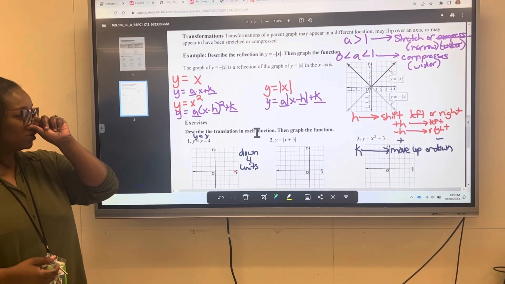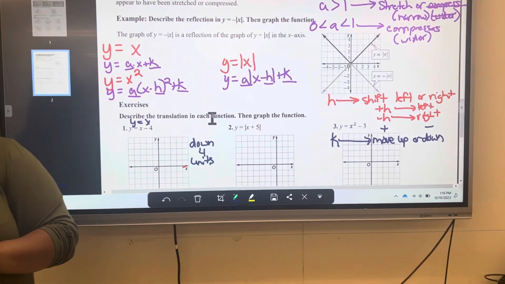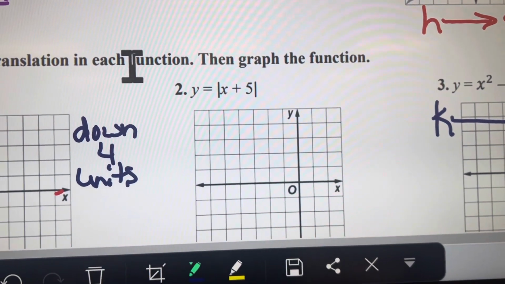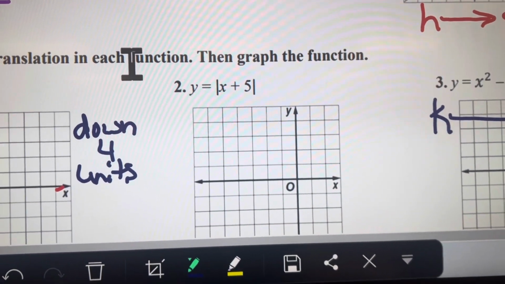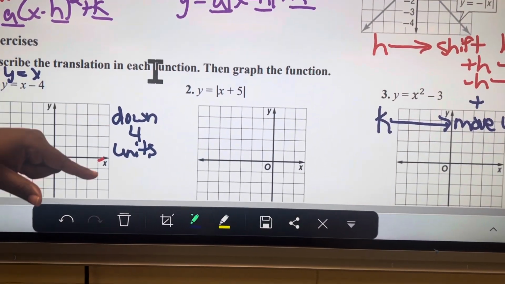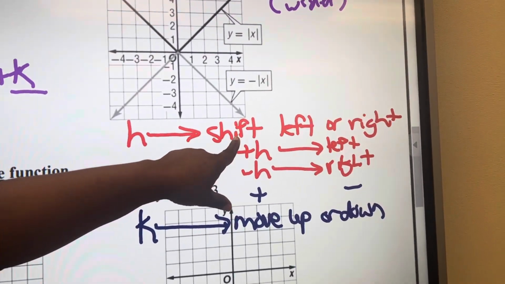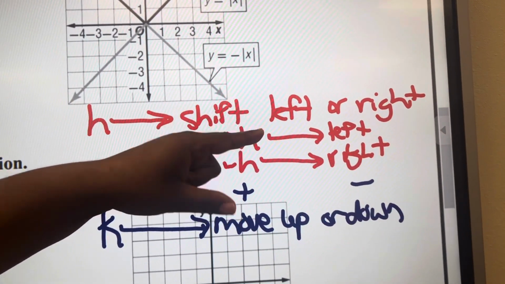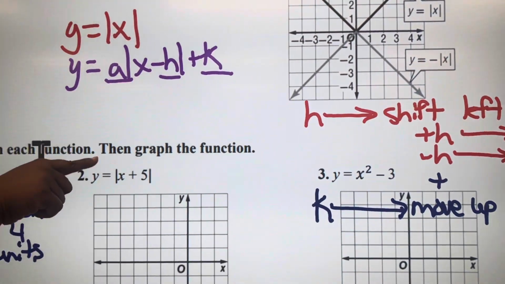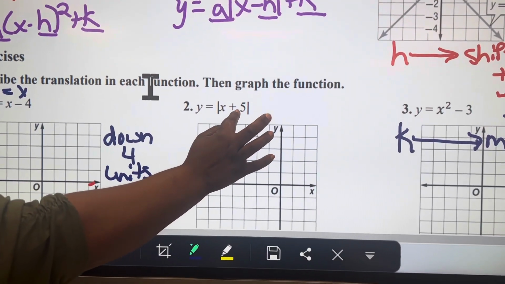This is the last one I'm going to do with you. Number 2, did they give me an A, H, or K? H. They gave me an H. So I'm going to go over here and look at my notes for H. Where's H at? H is right here. On my notes for H, it says the graph should shift left or right. And the reason why the graph is going to shift left or right is because I have absolute values to the left and the right. And the H value is 5 on the inside of that.